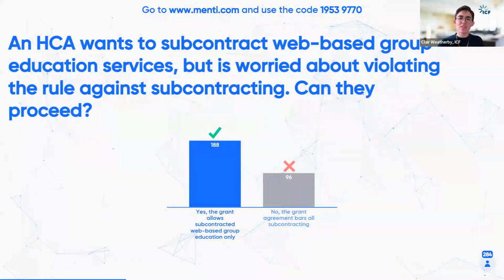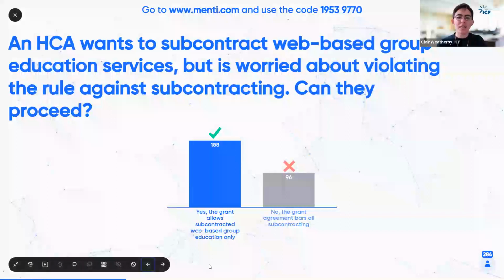And yes, it looks like most of you got it right. So under the grant agreement, you can subcontract, but only for those web-based group education services. And of course, they should also comply with the other HUD requirements for what that education looks like. Okay, let's move to the next question.